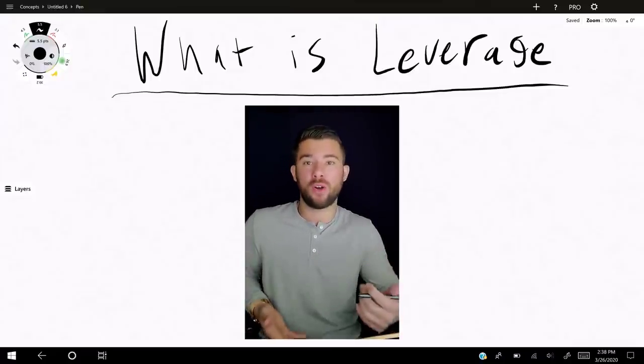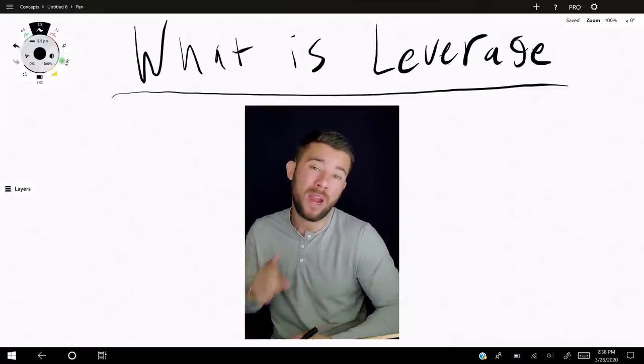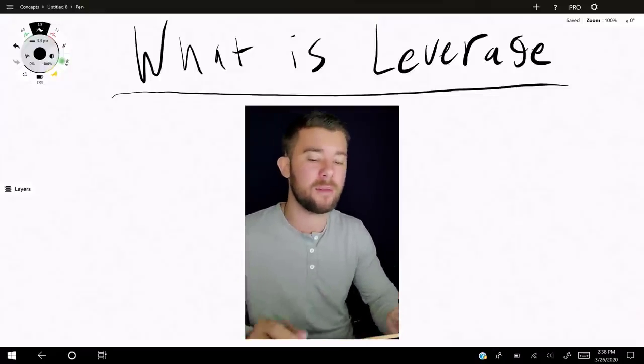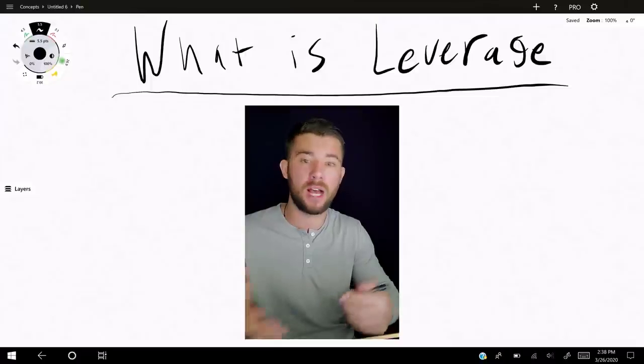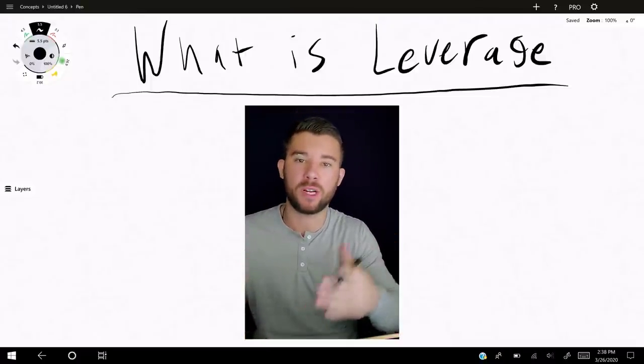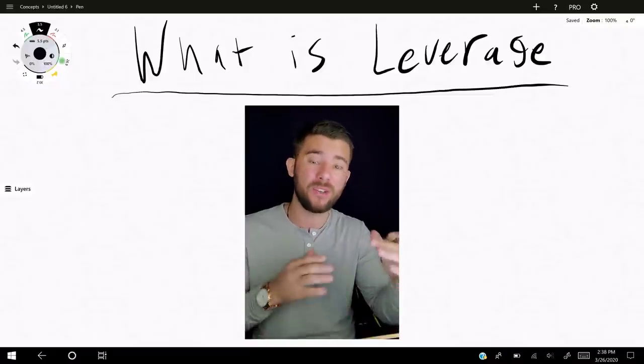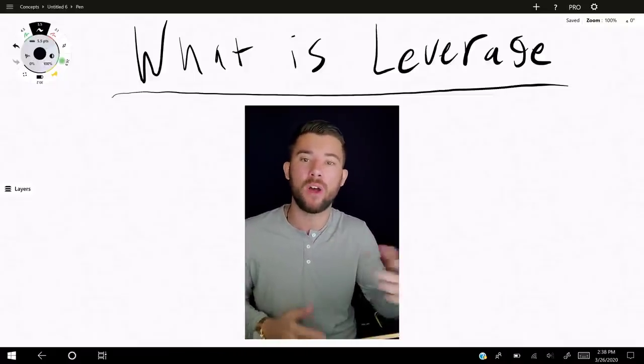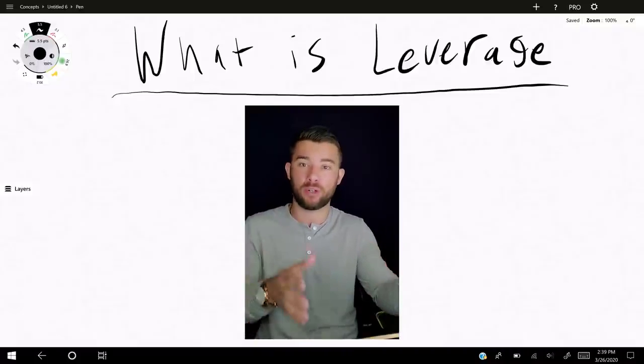So let's go ahead and get started with what is leverage. And the way we're going to do that is by using an example of the housing market. Let's say, by the way, in the housing market, when you want to get a loan for a house, you actually need 20% down on that property in order to purchase that property.